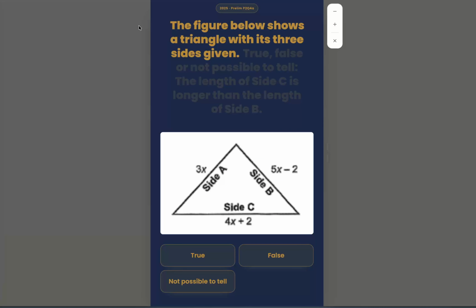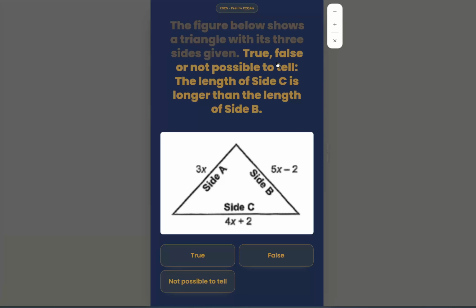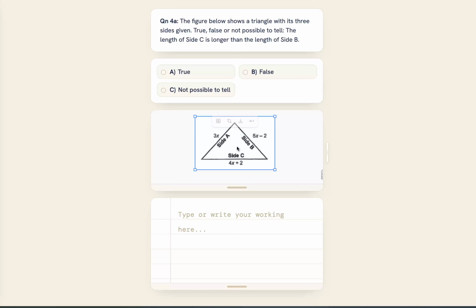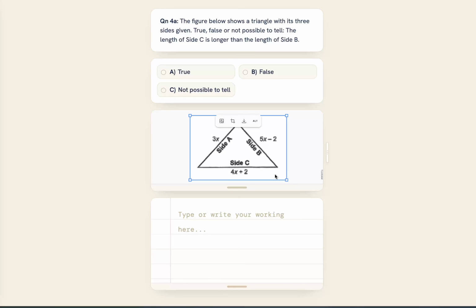Question 4, part A. The figure below shows a triangle with its 3 sides. True or false or not possible to tell: the length of side C is longer than the length of side B. In this case, we just need to check whether side C is longer than side B. Let x be 1. Then side C is 4 times 1 plus 2, which is 6. Side B is 5 times 1 minus 2, which is 3.